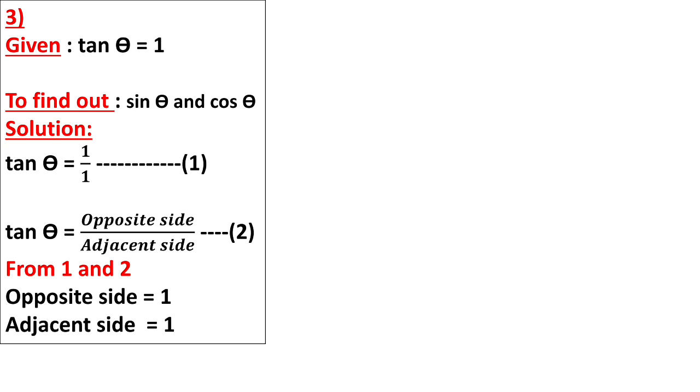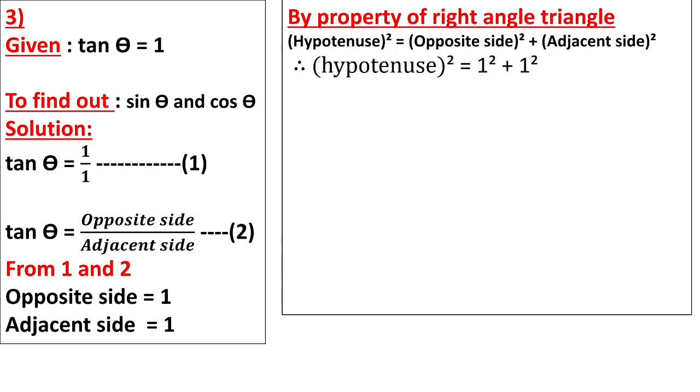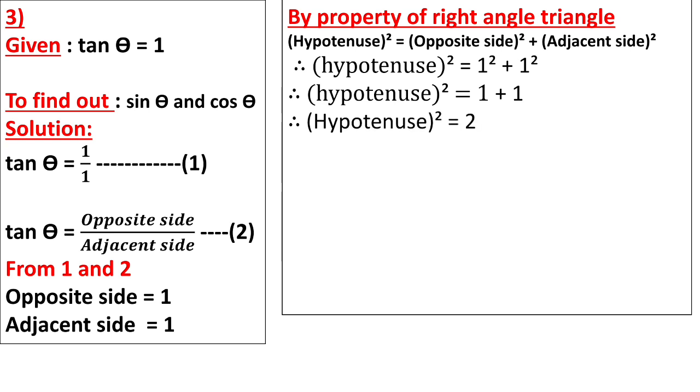So here we have to find what? Hypotenuse. By using the property of a right angle triangle, write the formula and substitute the values of the opposite side and adjacent side. We get 1 plus 1, 2. And the square root of 2 is under root 2, because we cannot find the value of the square root of 2. So the hypotenuse will be root 2.